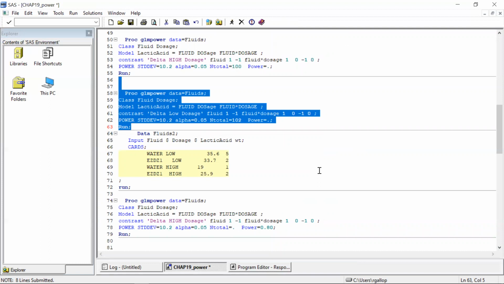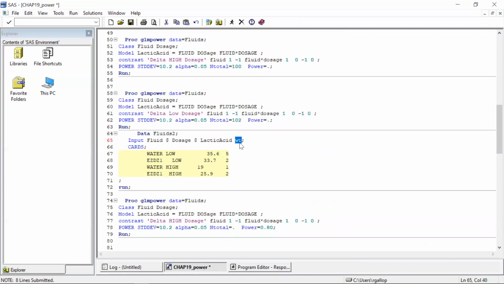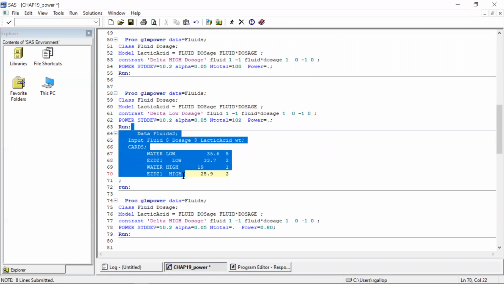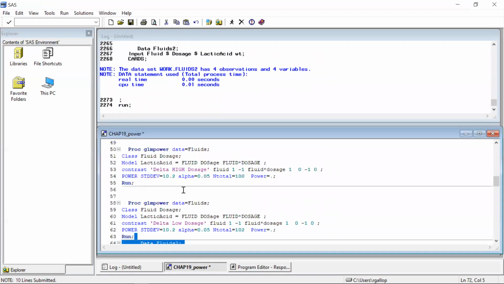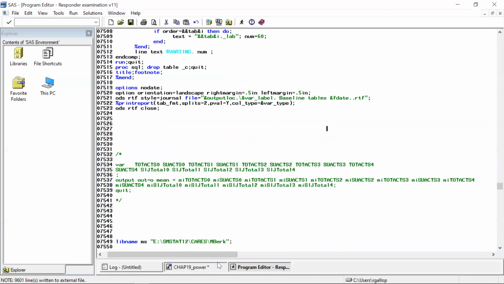If our cell sizes were not equal, I can include a weight statement in this case. Namely, in this weight statement, the water low cell is 5 times bigger than water high, and easy DZ low and easy DZ high are twice as big as the water high. When I run this, that has my cell means and now the weights for the cell sizes.